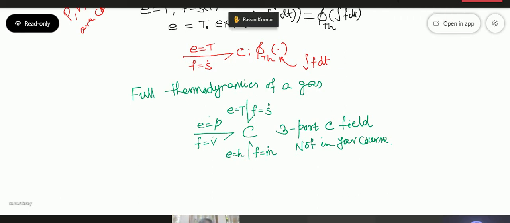Pawan. Pawan, yes. Sir, why did you put the arrow from the system to this element, like for the inertia element or C element or R element? Why did you put the arrow in the reverse order? The arrow is directed towards the C element, right? Yes. But for the source and effort, you have put it away from the element.